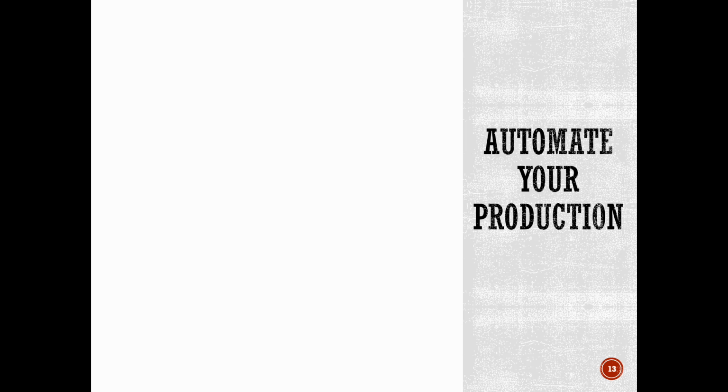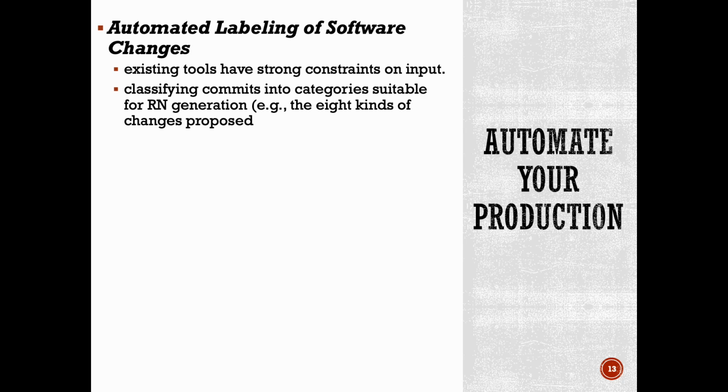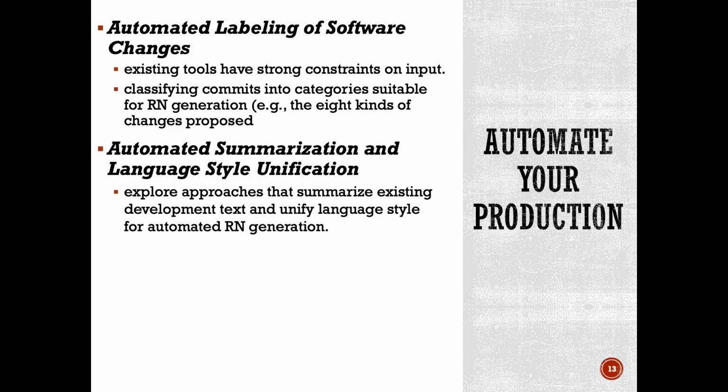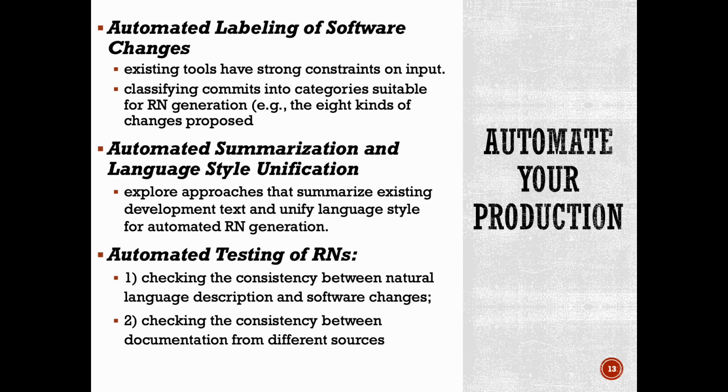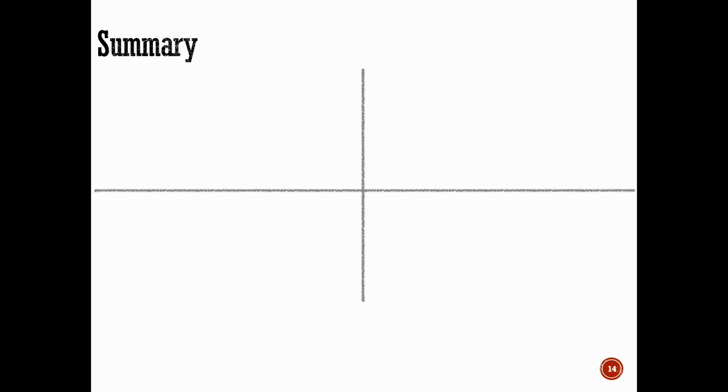Apart from automation problems in our results, we further summarize the following research directions that may greatly help automated release note generation. Number 1, automated labeling of software changes. Number 2, automated summarization and language style unification. Number 3, automated testing of release notes. At last, I'd like to give a quick summary.